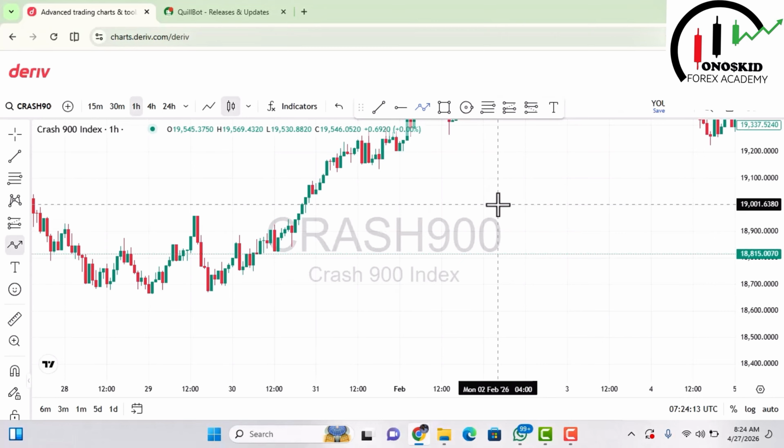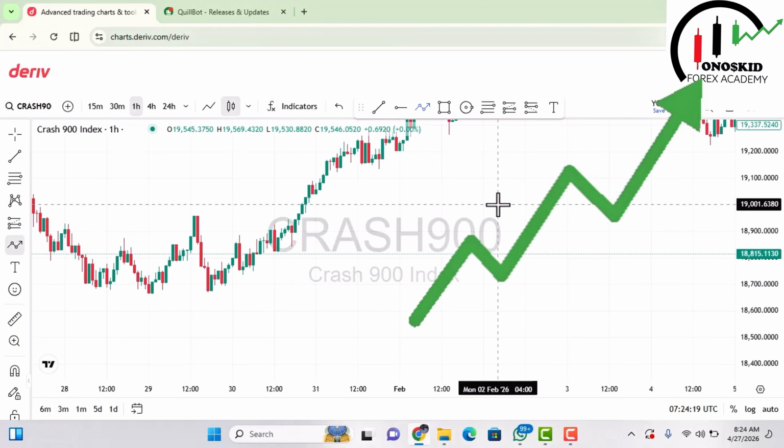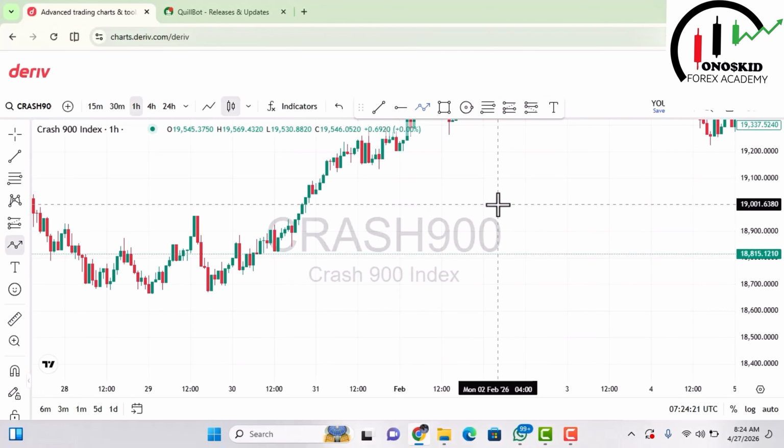But a boom pair will always have a spike to the upward direction. Now take for instance, if you notice that a crash pair is bearish, now you have more reasons why you should take or look out for a sell opportunity. Why? Because the spike will be happening in your direction, and mind you, one spike alone can give you a lot of money.